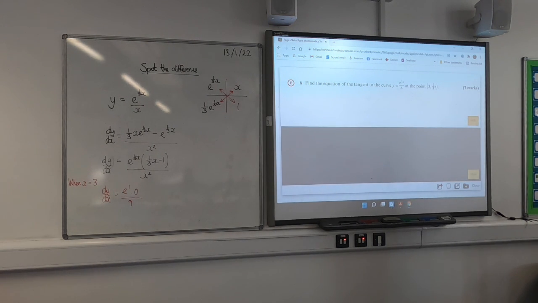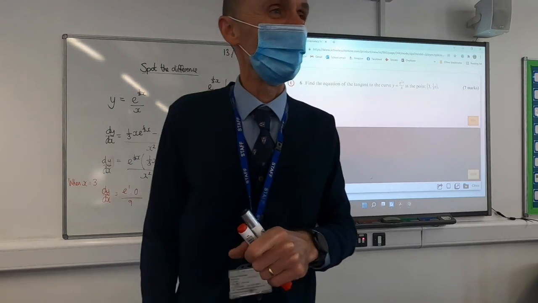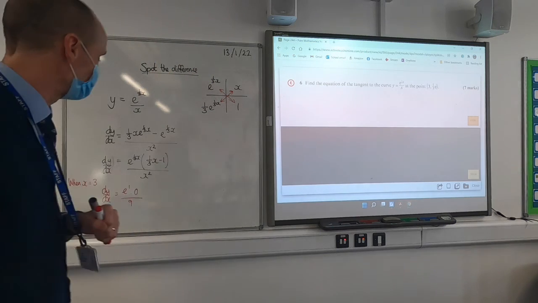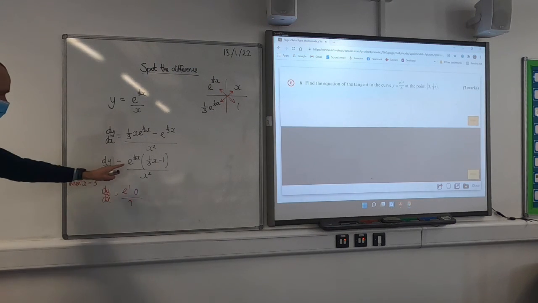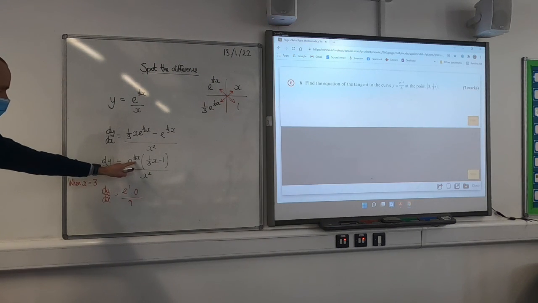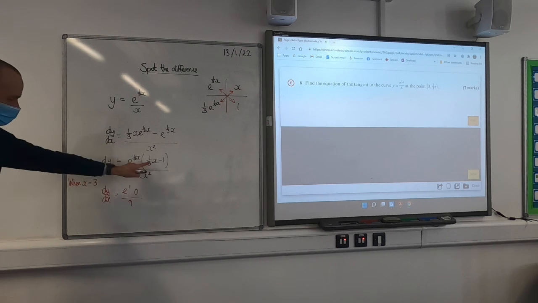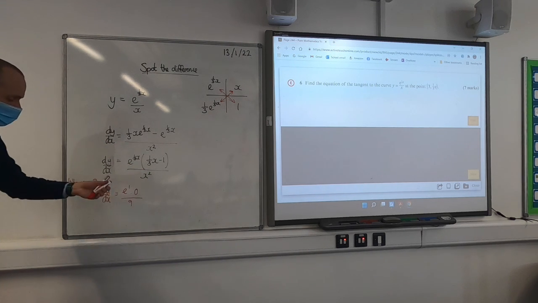Yeah, it's interesting, isn't it? You get a gradient of 0. Did you get a gradient of 0 in your... There you go. Yes, you get a gradient of 0. Because when x is 3, a third of x is 1, so you get e to the power of 1, but that becomes 0. So the gradient is 0.